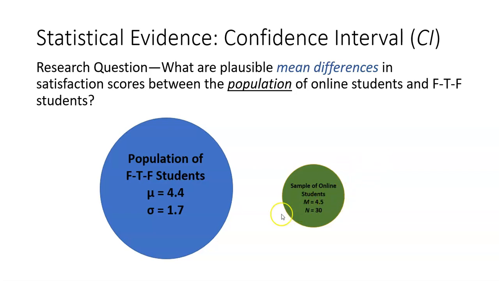So we need to compute a confidence interval to figure out what's the plausible range that the mean difference between this population of online students and this population of face-to-face students. How big might that difference be given the sampling error that we expect? So we're going to compute that now.